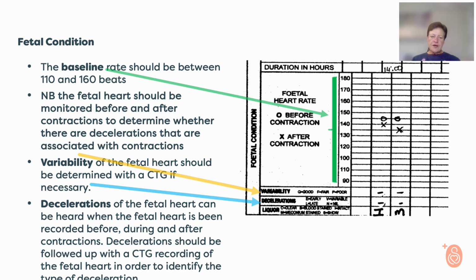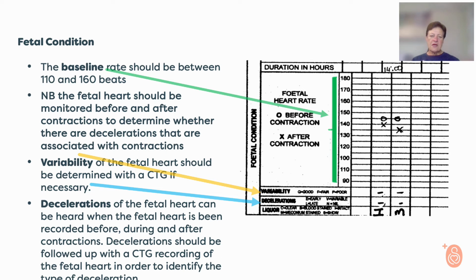Now, if we look further at what we assess on the partograph regarding the fetal condition, as I've said, we do assess the baseline of the fetal heart, and that we can do with the CTG, or we can do it with a Doppler, or we can auscultate with our ears with a fetoscope. And as I've said, we usually do that before a contraction and after a contraction to determine whether there are any decelerations. And if there are any decelerations, it is important to monitor the fetal heart with a CTG.